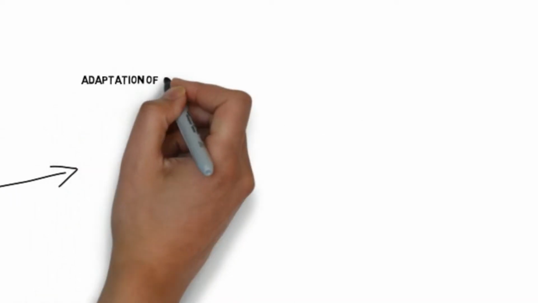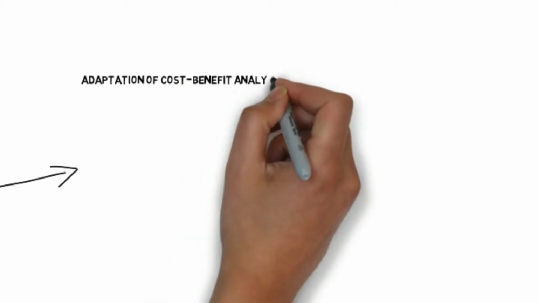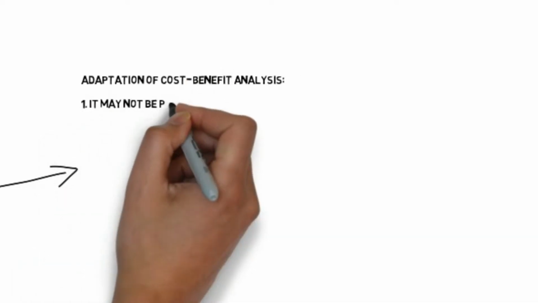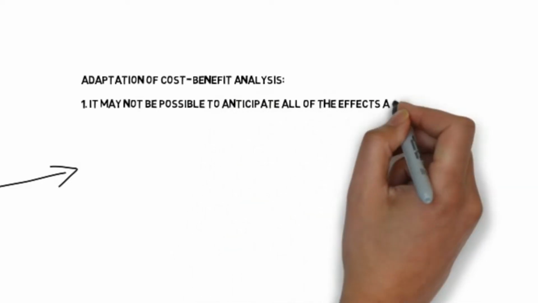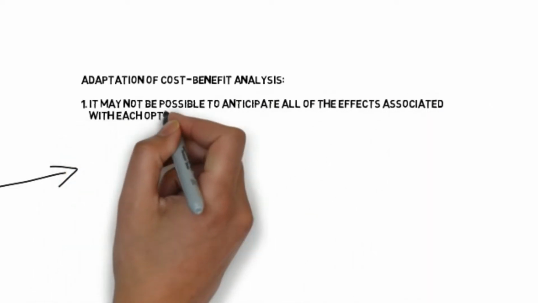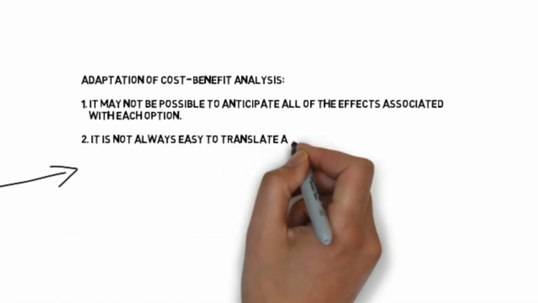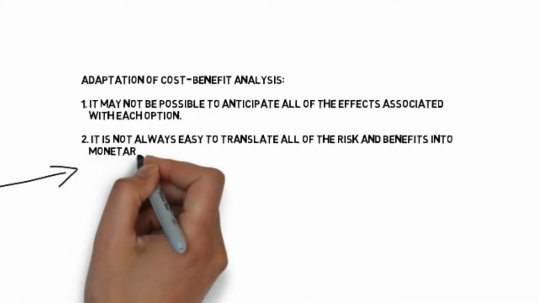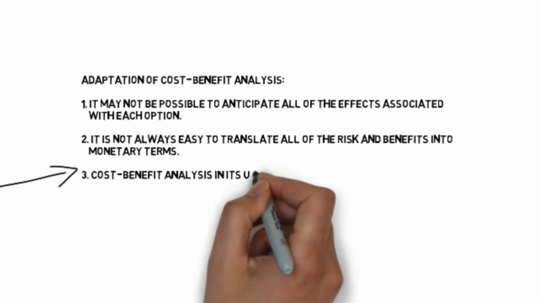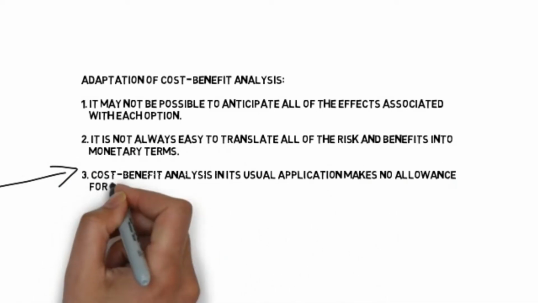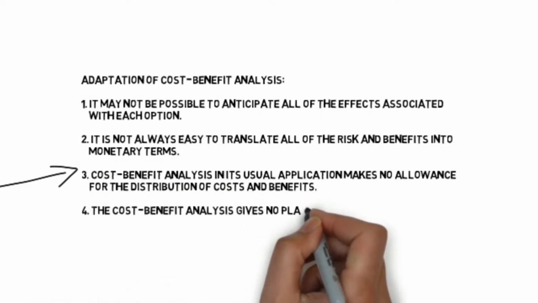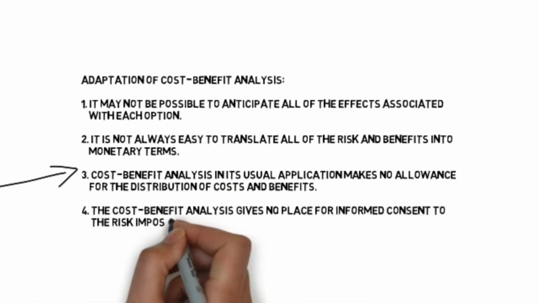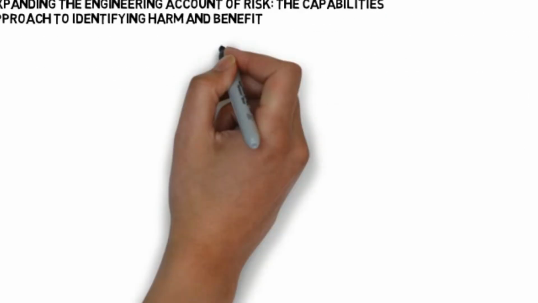Okay, the next is the limitations of cost-benefit analysis. It may not be possible to anticipate all of the effects associated with each option. It's not always easy to translate all of the risks and benefits into monetary terms. Cost-benefit analysis in its usual applications makes no allowance for the distributions of costs and benefits. The cost-benefit analysis gives no place for informed consent to the risk imposed by technology.